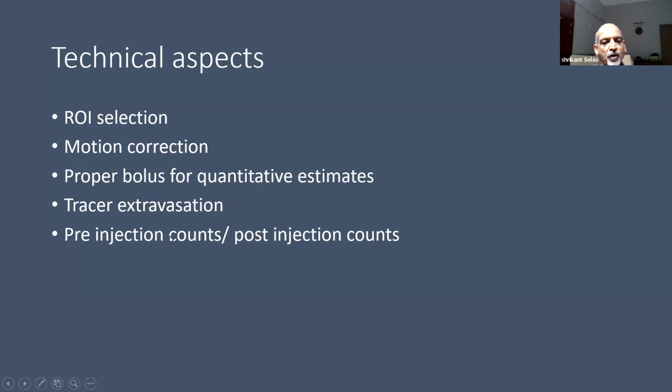And of course, what remains in the syringe after having done the study has to be properly counted, because if you do not account for what remains in the syringe, then you may land up with false or incorrect GFR values, because the quantification is going to be erroneous.